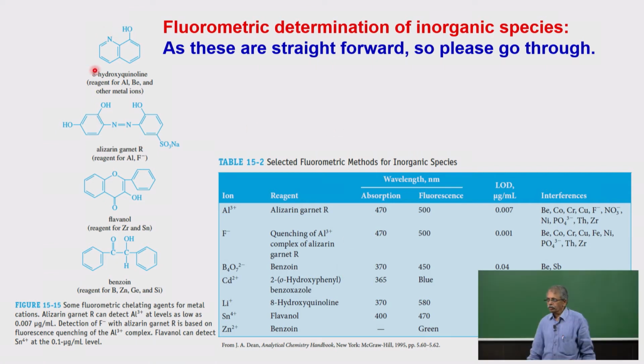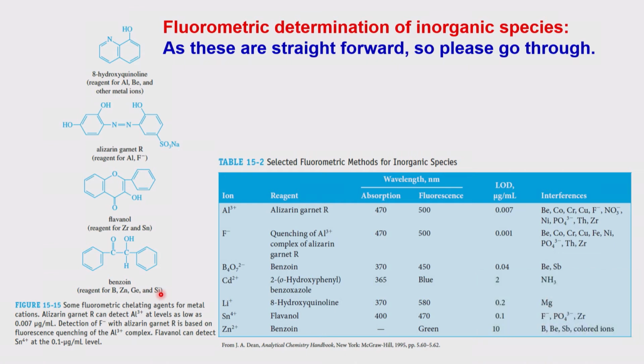We have some molecules here: 8-hydroxyquinoline, alizarin, garnet, flavanol, benzoin, etc. When you see that, you get a feel that they have some binding group, so they can be good for complexing some metal ion. Therefore you can look at the corresponding emission spectrum, and then quantification. So analytical application gives both qualitative and quantitative analysis.